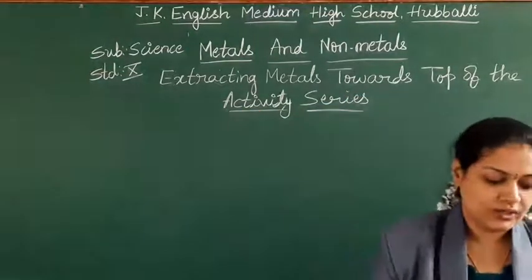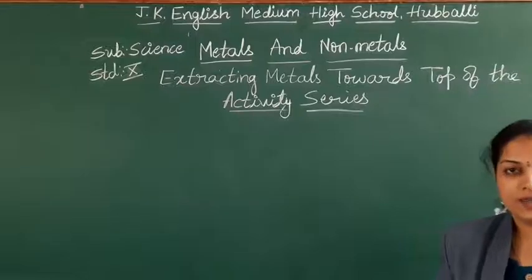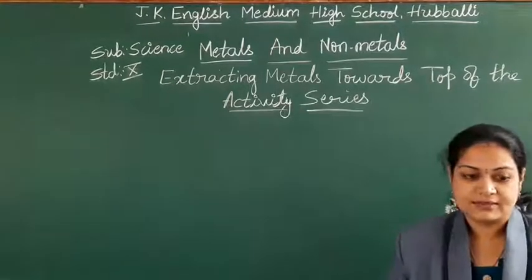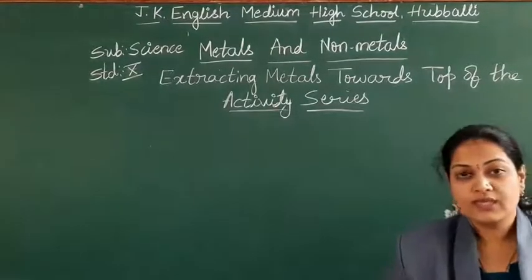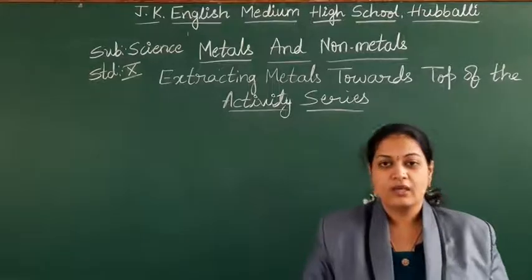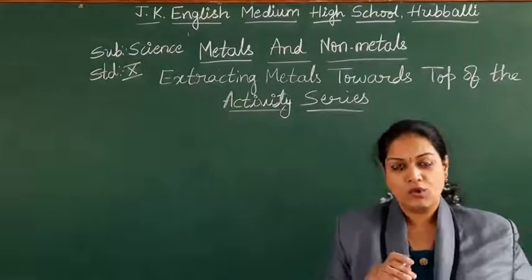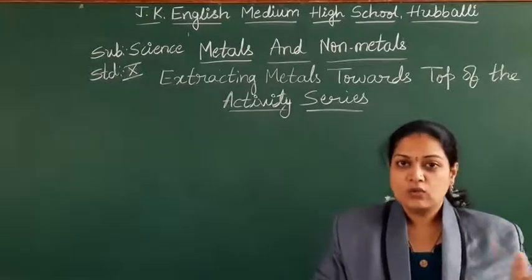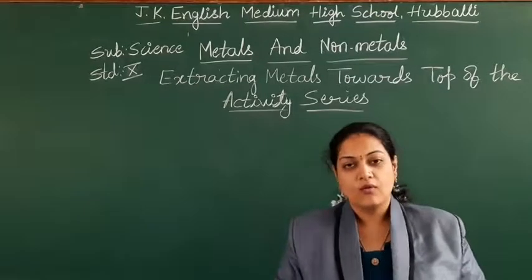As you all know, students, sodium, aluminium and so on come under the top of the reactivity series. So how do we extract these? As you know, these are highly reactive. For example, take sodium oxide. If you want to make sodium oxide into pure sodium, can we use a reducing agent like carbon? No, we can't use it. Why?